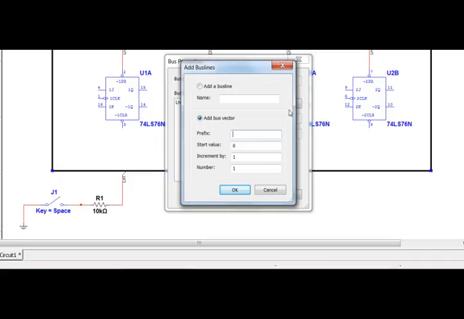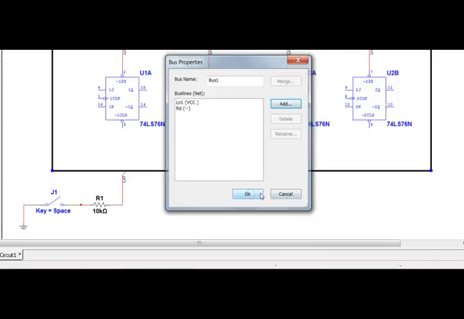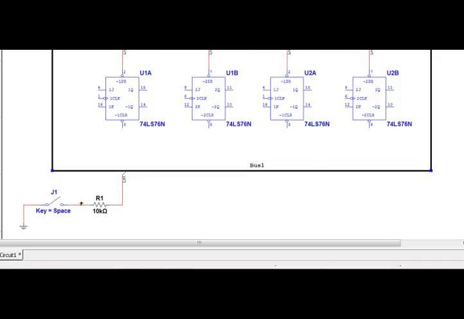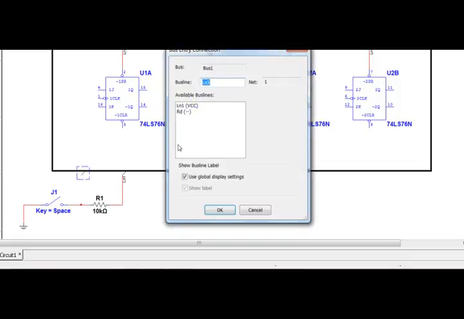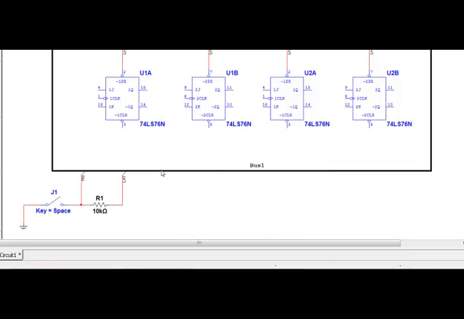What do we want to add? Add a bus line. Boom. What's the name of the bus line? RD naught. No, just RD. RD. All right, there we go. RD. Okay, now we can come up here, go over there, call it RD, and hook up these guys, all of them.